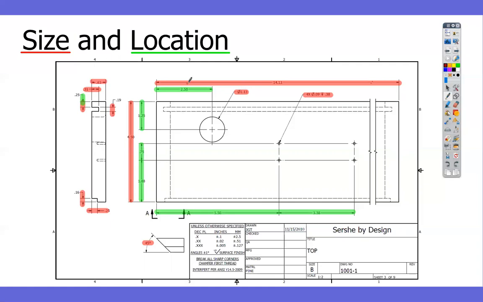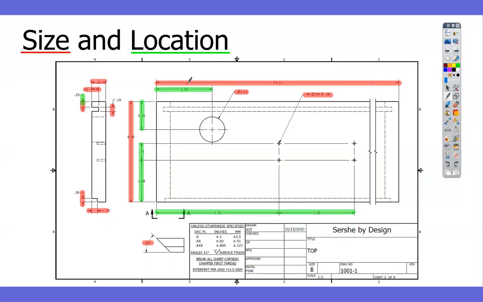So when you get a set of drawings, you need to look at it. Okay, do I have the size of everything on here? Do I have the location of everything on here? You will get drawings that don't have all the dimensions. It happens. It's your job to make sure that it's got everything you need to make it.